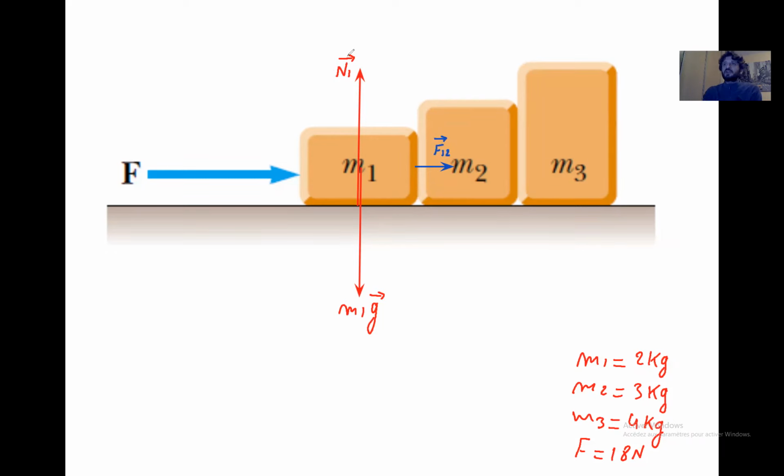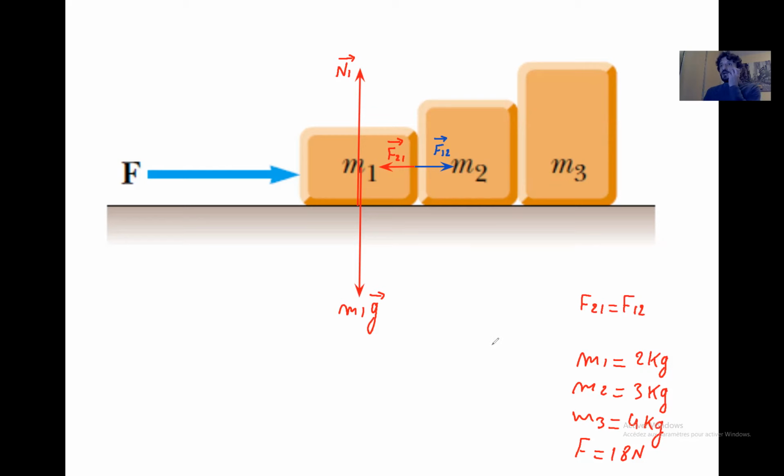So we get F21 in the opposite direction. Here we have F12 and F21 exerted on the mass M1. So on M1, we have F, we have N1, we have M1G, and we have F21. I think that's all about M1. As we know before, F21 as magnitude equals F12.